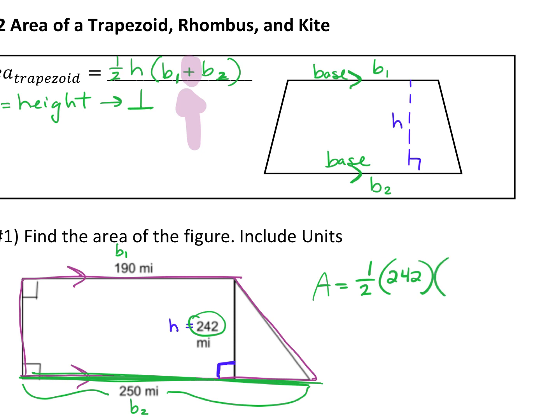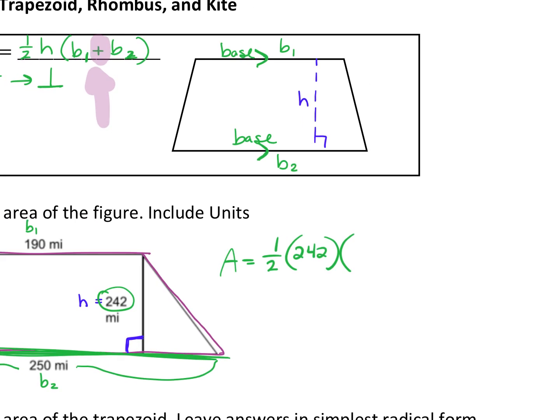And then what? B1 plus B2. Which is what in this case? 190 plus 250. Now get your calculator out because I want you to plug this in and make sure that you're doing this correctly, because honestly, a lot of the issues come with the calculator, I feel like. If you plug it in exactly how you see it, with parentheses, you will not get it wrong. But if you try and do it on your own without parentheses, you will get it wrong. So take your time. Times 242.